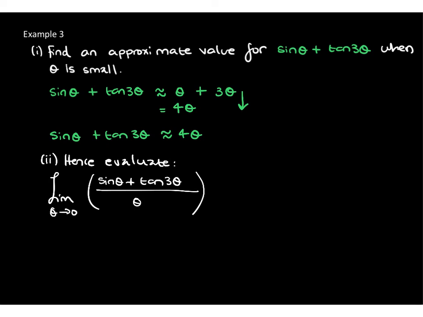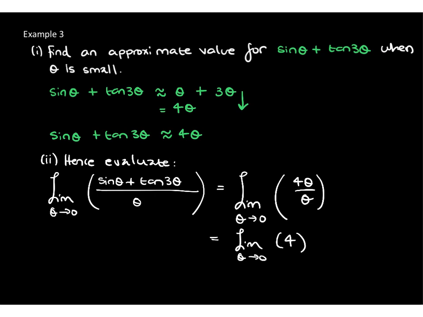So part 2, a little bit like the previous question, we're going to evaluate the limit as theta approaches 0 of sine theta plus tan 3 theta over theta. So the limit of this as theta approaches 0, well, we can replace the numerator with 4 theta. Theta will cancel out, leaving us with 4. There's nothing dependent on theta anymore. Theta is already a small value. We've used the approximations up here to build the expression for theta. So the final answer is just 4.